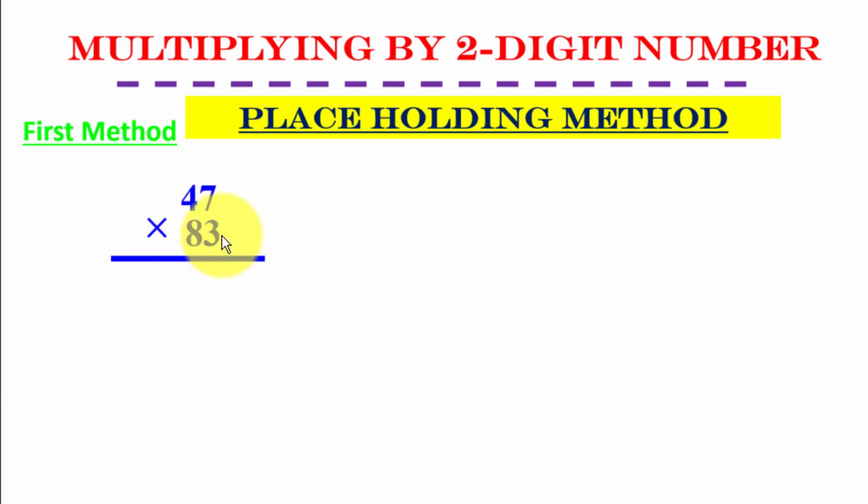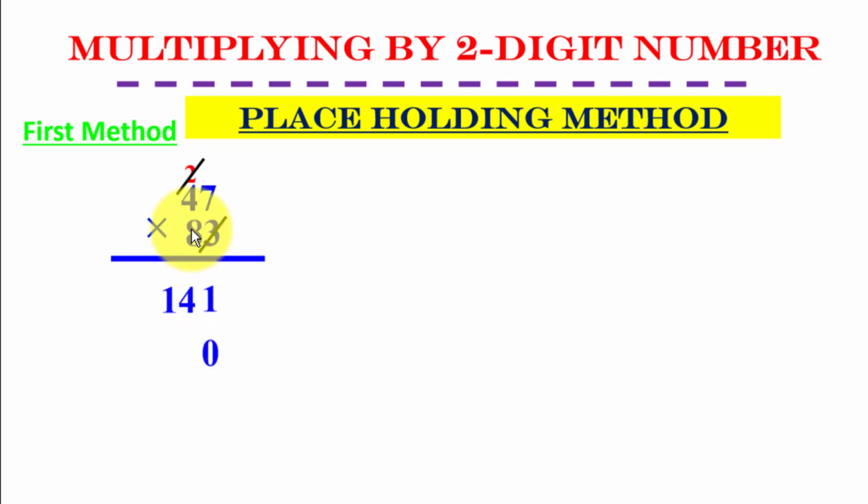First, we will start with 3 times 47. 3 times 7 equals what, guys? Equals 21. Write 1 and keep 2 over 4. 3 times 4 equals 12. 12 plus 2 equals what? Yes, 14. So we write 14. Before going to the tens place, we will write 0 here in units place. So don't forget, it's called place holding method. We will hold the units place by 0.